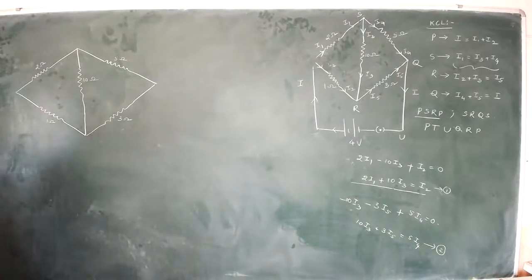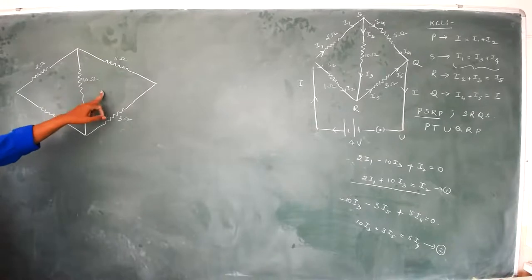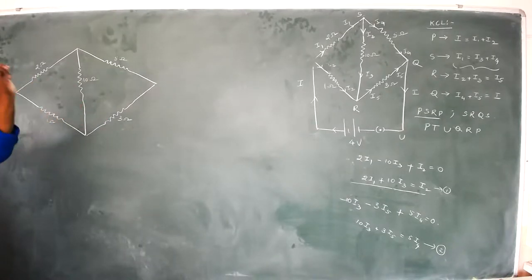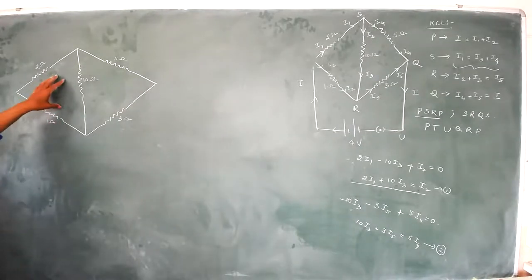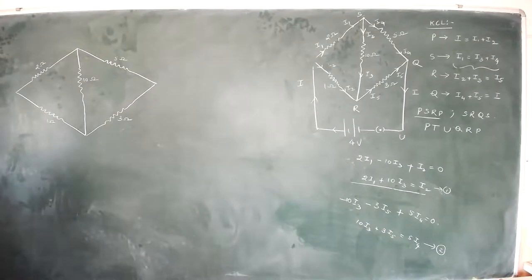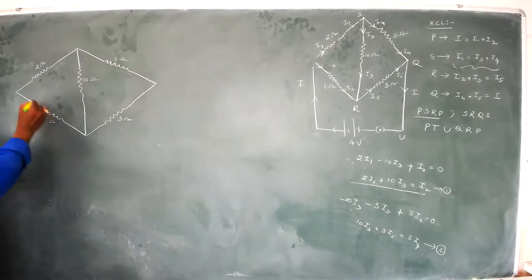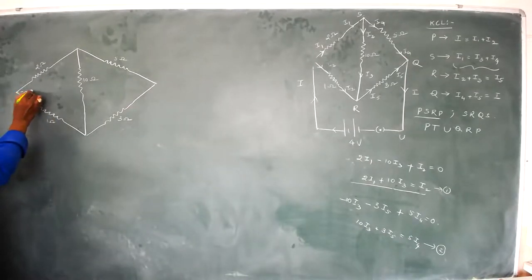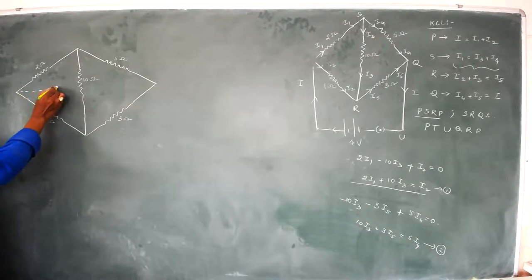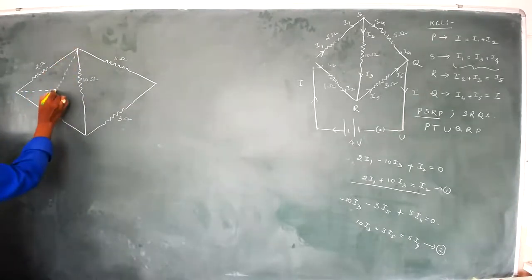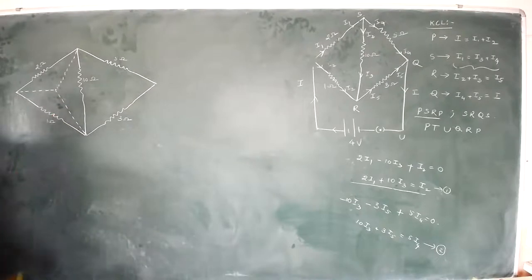Rule number 2: if there are 2 deltas, solve any 1 delta. Solving the delta means you need to convert it into star. Delta to star transformation. Look at this, one star you need to draw.